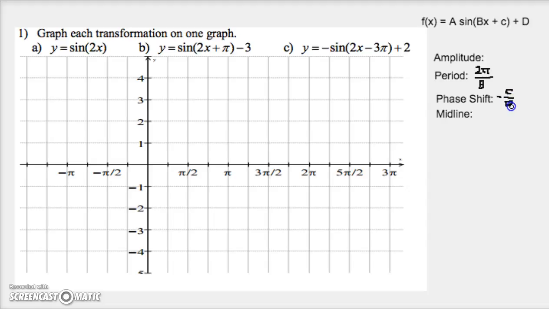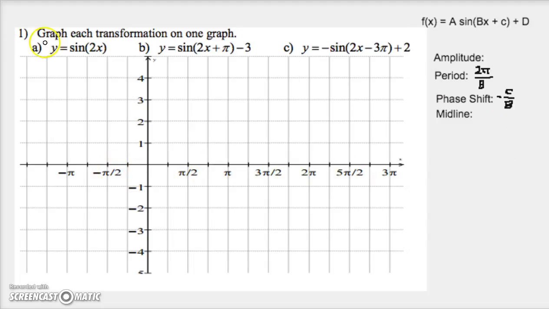And the midline is moving it up or down. The midline is this solid line in the graph, like you've seen before, and it moves the graph up or down. So if the midline was, let's say, +2, that means the graph would be right here. And normally the midline is just +0, so it's always sitting on the x-axis.